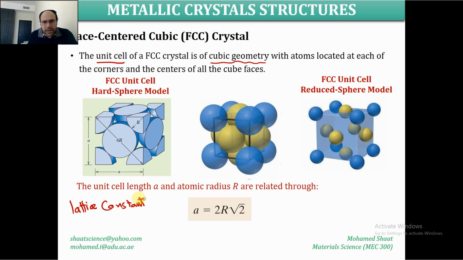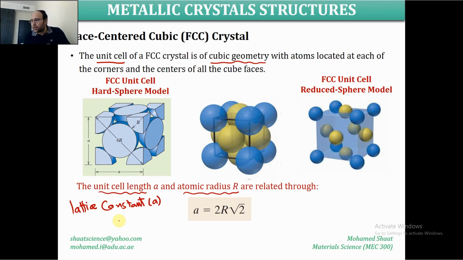This is also a crystal property or a material property. For example, if you Google the lattice constant for aluminum, it's going to give you a certain value. The lattice constant for copper is going to give you another value. So it is a material property that depends on the material type and the crystal type. So this a will be different from one material to another. Why? Because it depends on the size of the atom. So this R stands for the radius of the atom, the atomic radius. But a is the unit cell length, or the lattice constant.